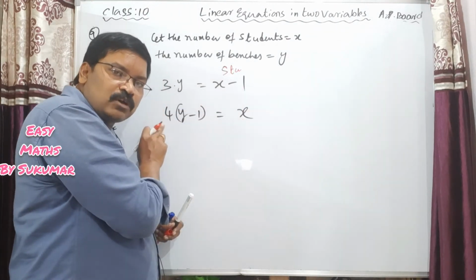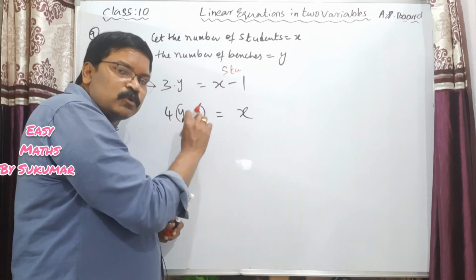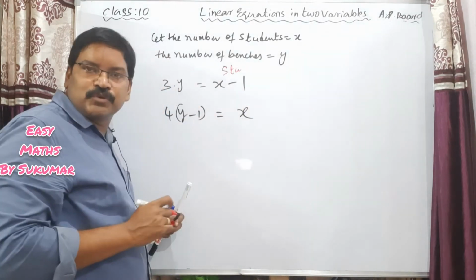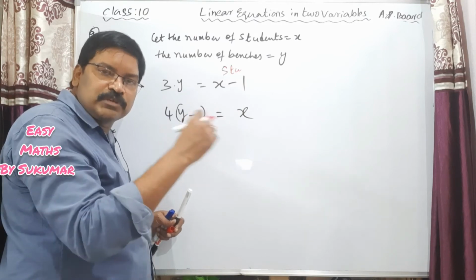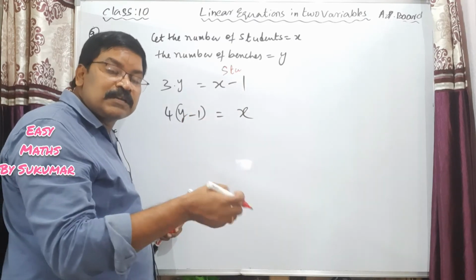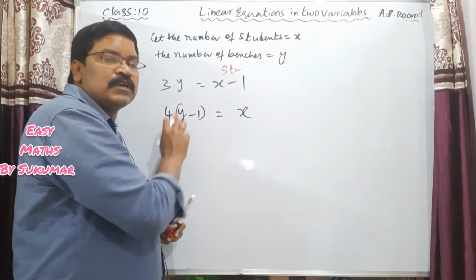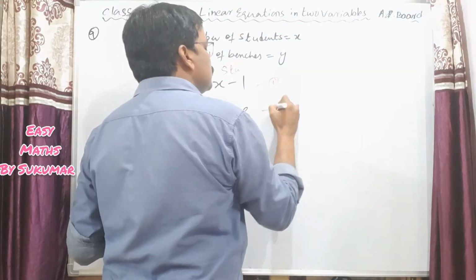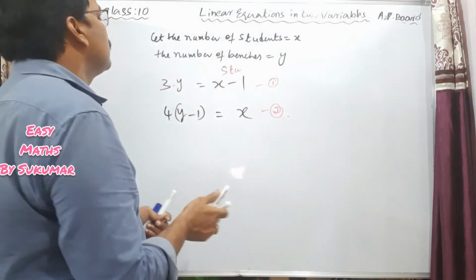If 4 are sitting on each bench, and you remove one bench, then this strength is equal to the number of students. In the second case, no student is left. If 4 students sit on each bench, but one bench will be left, that means 4 of y minus 1 is equal to x. So this is equation 1. This is equation 2.